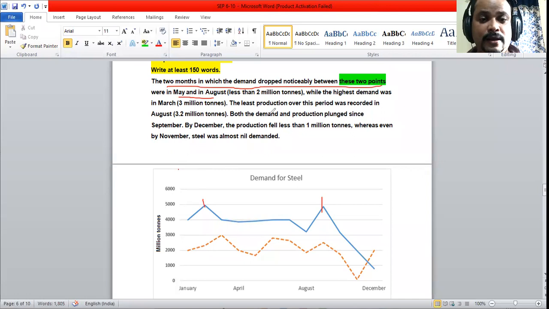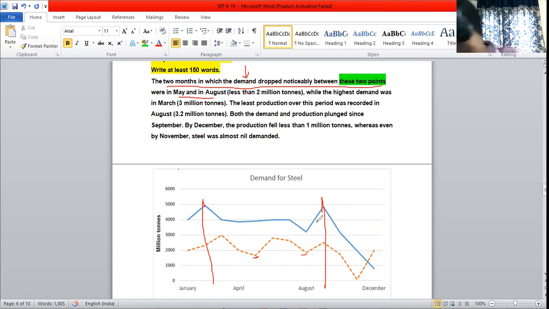So the demand dropped between February and September, that is in May and August.